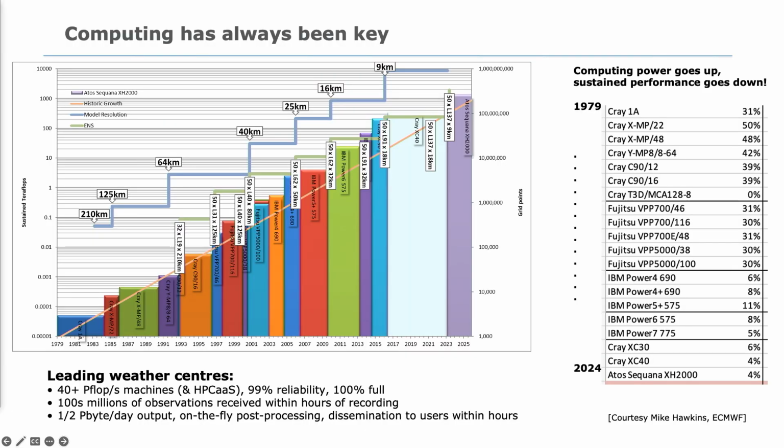Ironically, if we look at that same time series of different machines that we had at the center, you see that the sustained performance that we achieve with our weather model has degraded and is down to 4% these days. So we buy a very important, a very big machine that looks very good on the top 500, but what we can actually squeeze out of it with our complex models is only a small fraction. That's a big problem for us.